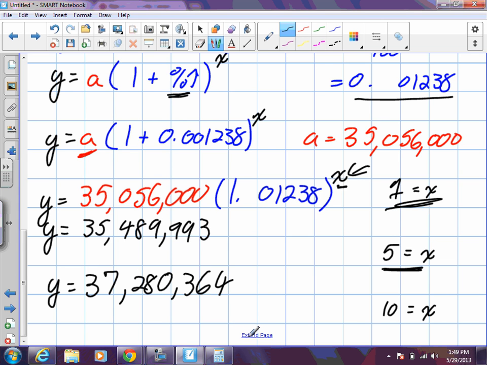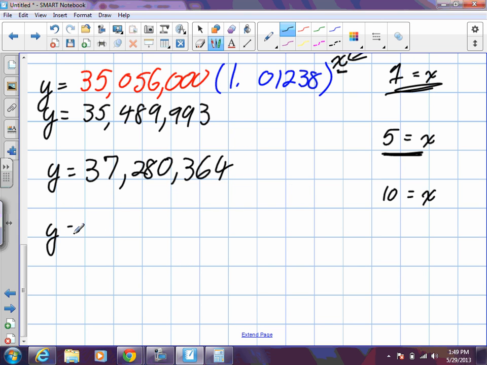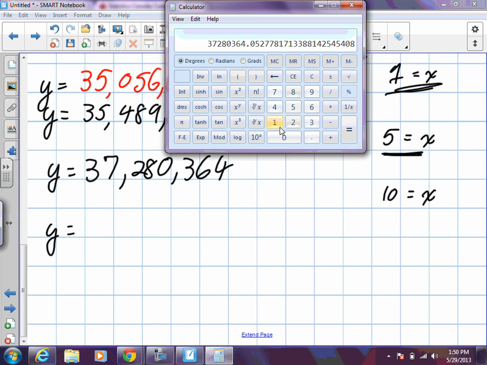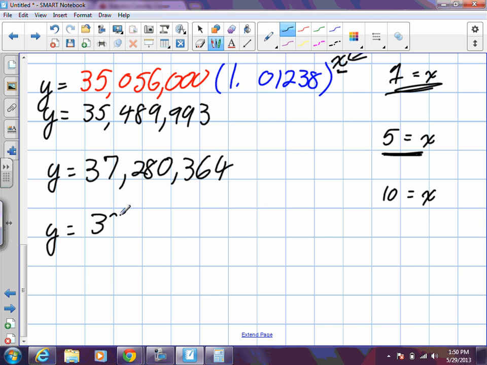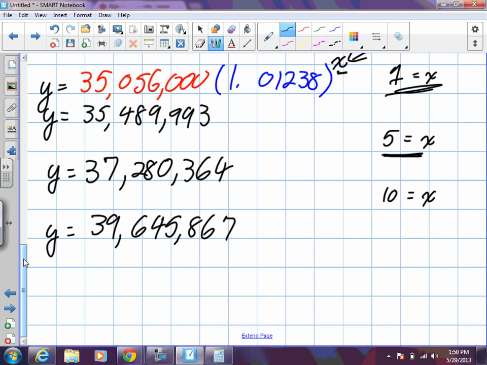people in Canada. And in a decade, same idea, same formula, just a different X. 1.01238 to the power of 10. You want to tell me what the number is there, Angelo? 39,645,6. So we're a little, well, 39.6 million. That's great. So our population is growing quickly.